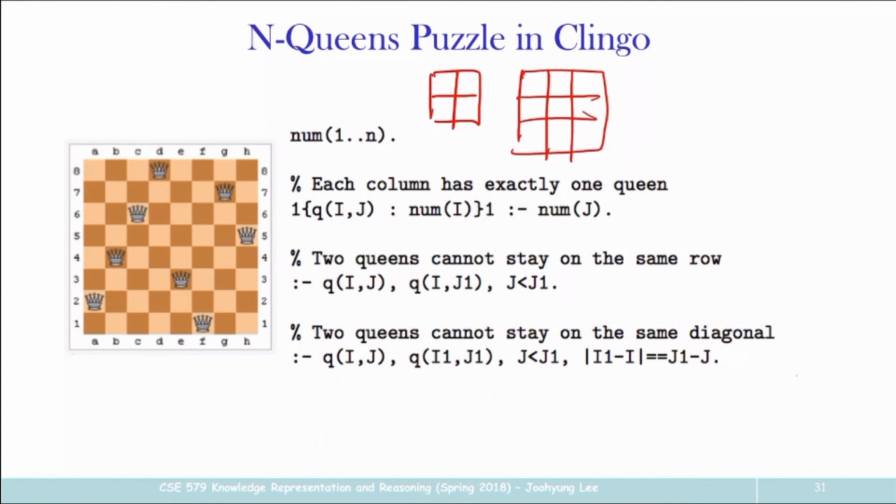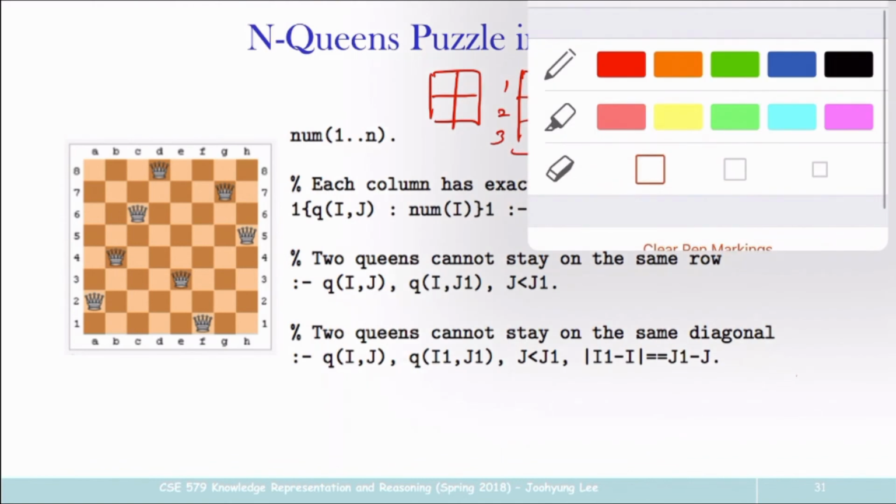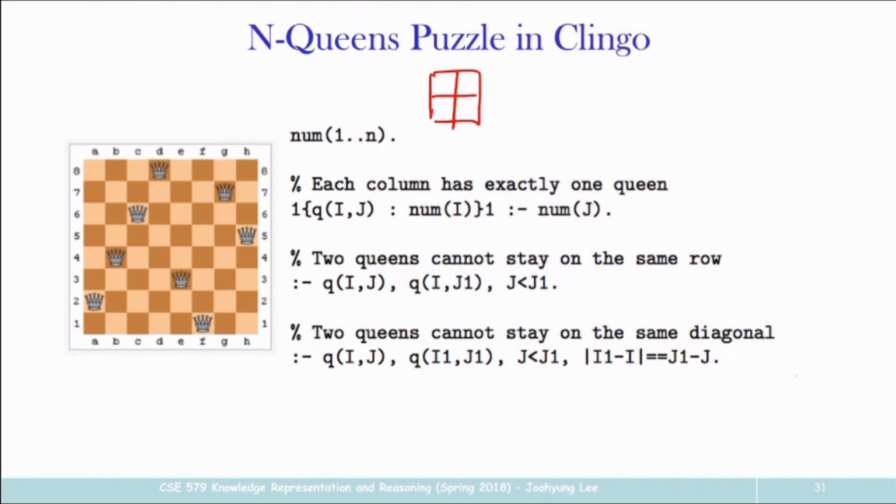Not possible? Okay, let me give you coordinates. 1, 2, 3 for rows, 1, 2, 3 for columns. Where should I put a queen? Someone? 1, 1. Then 2, 3. Then 3, 2. No, this is not the solution. Okay, I have to erase. Let me write again. Okay, another try. No solution. No solution.